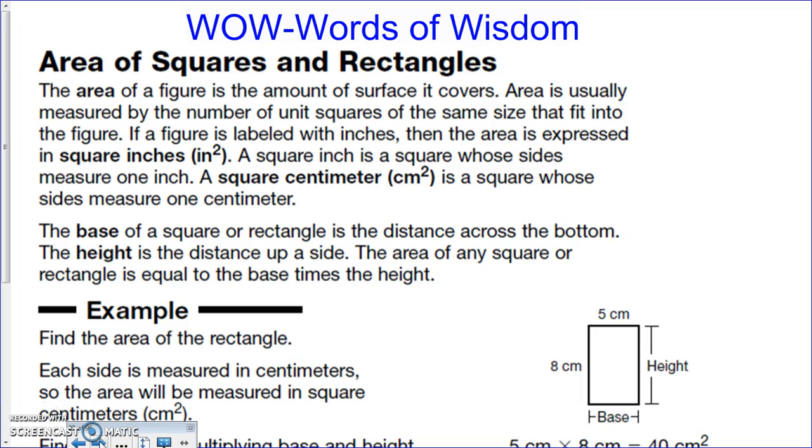A square inch is a square whose sides measure 1 inch. A square centimeter is a square whose sides measure 1 centimeter. The base of a square or rectangle is the distance across the bottom. The height is the distance up a side. The area of any square or rectangle is equal to the base times the height.